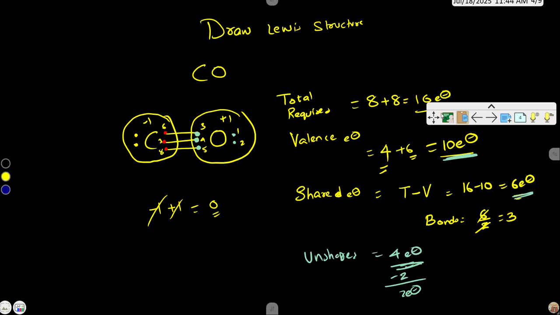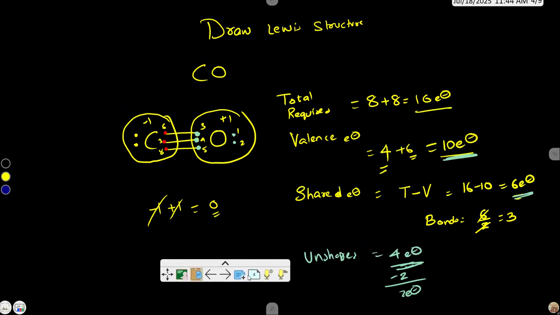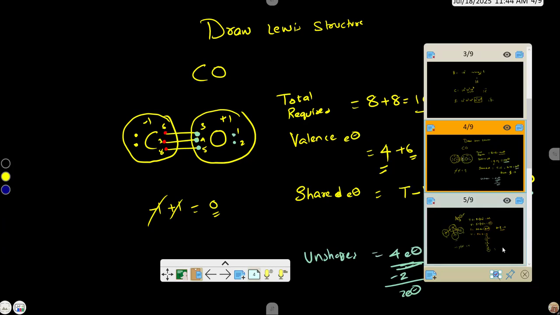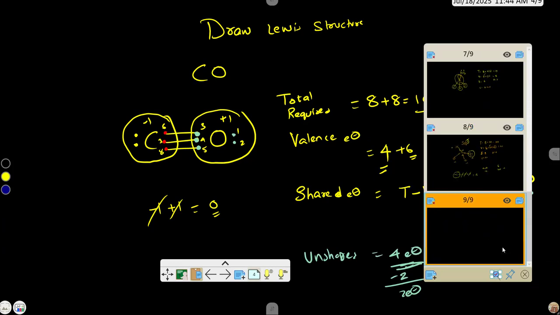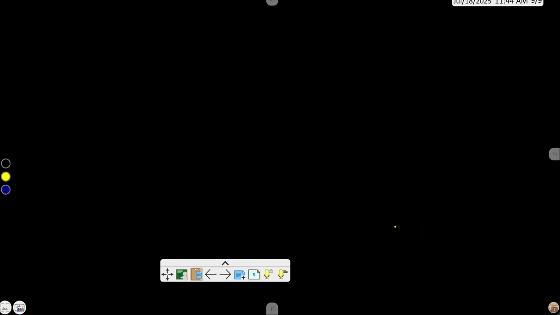So this is a method to draw Lewis dot structures. Any Lewis dot structure you can draw with this method. Okay. So kindly, I want you to draw carbonate, water, H3O+, NH4+. These are enough.